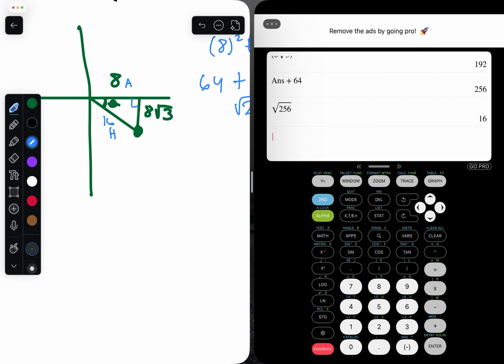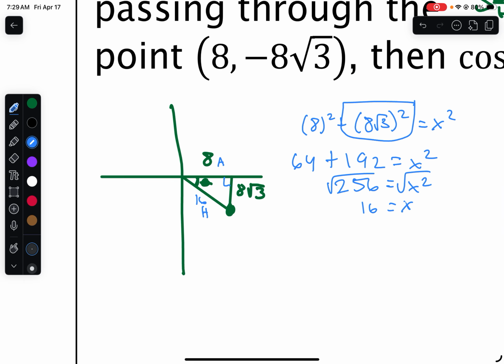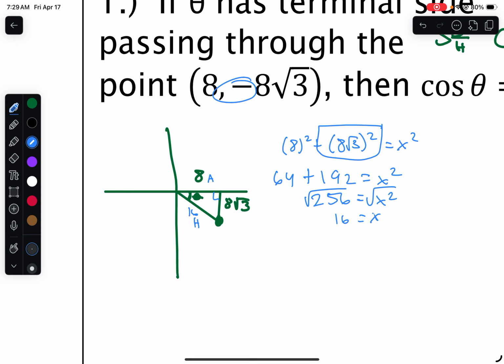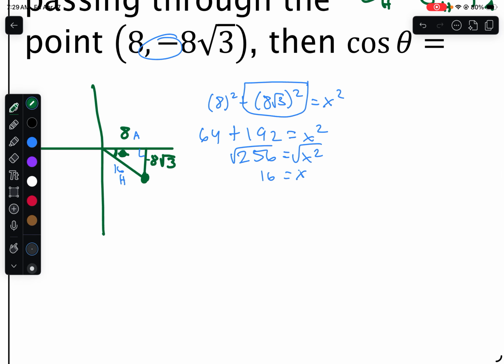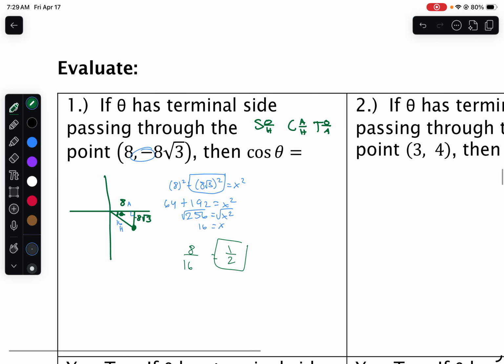Oh, and you know what? This is something I 100% should have included. When we went down, I should have made this a negative 8 root 3, so make sure you go back and fix that. All right, so at this point, we have all 3 sides of our triangle. And we can definitely find cosine of theta. So cosine is adjacent over hypotenuse. So in this case, my adjacent is 8, my hypotenuse is 16, and I can reduce this down to 1/2. So that would be my answer here.